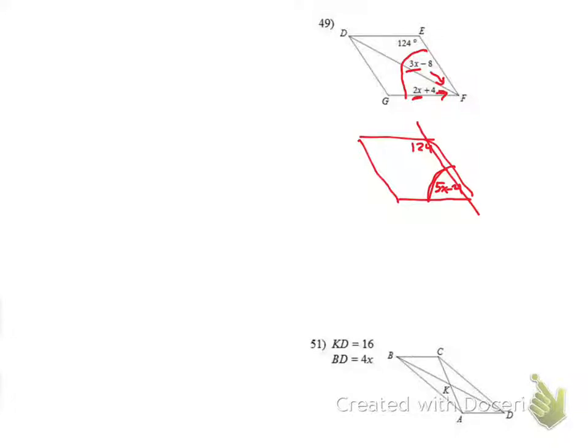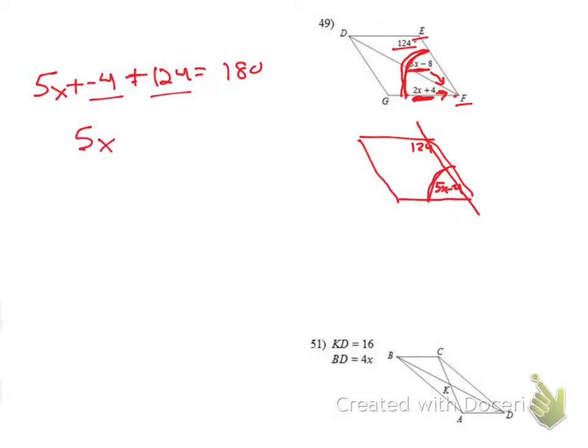So this is a straight line, so I would do the same thing I did before. I would do 5x minus 4 plus 124, and then set that equal to 180. So the key here is just making sure that you're adding these two parts of the angle together to make up all of angle F. Once you have angle F, you can take angle F plus angle E, set it equal to 180. So combine like terms, I have 5x plus 120 is equal to 180, minus the 120 on each side, so 5x is equal to 60. So then x is going to be equal to 60 divided by 5, it's 12.